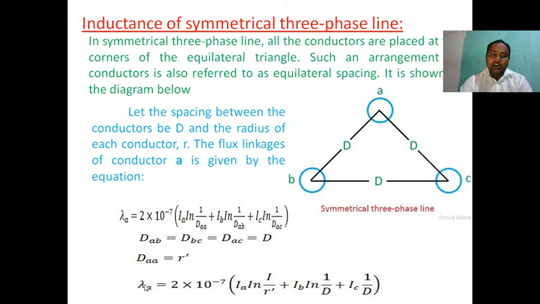What do you get? Flux linkage of conductor A is equal to 2 into 10 power minus 7 into Ia log 1 by R dash plus IB log 1 by D plus IC log 1 by D. Here also there is a log.